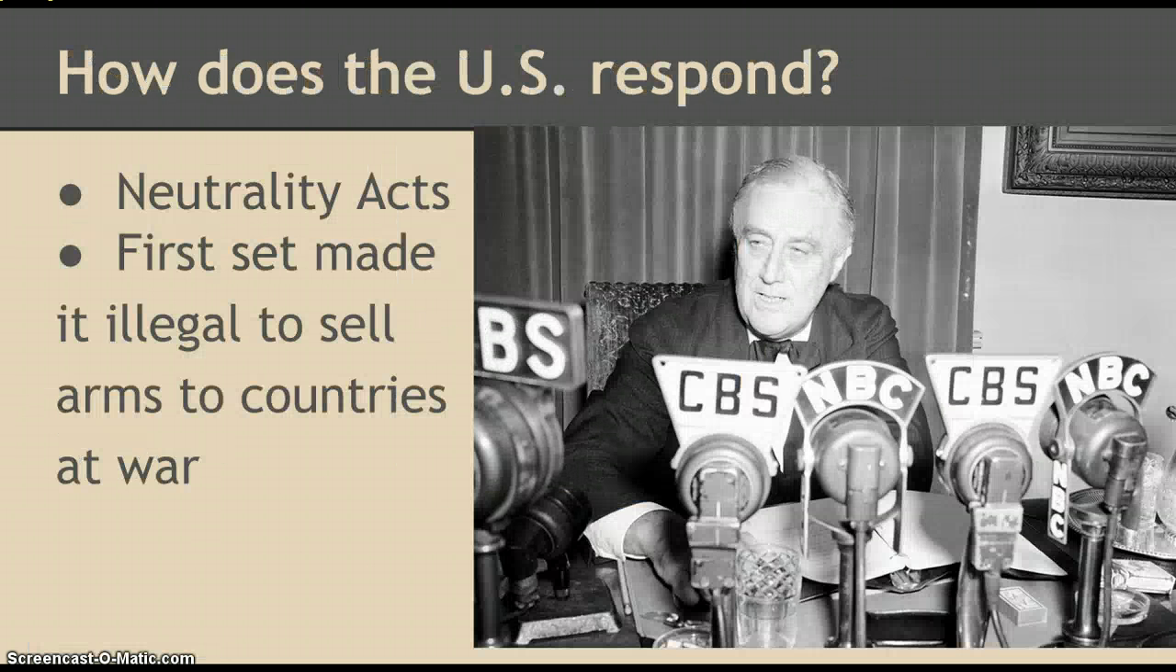And so question 4 I have for you is, how does the U.S. respond to these acts of aggression? Basically, we don't do anything directly, we just pass neutrality laws. So let's get right down to that first bullet.